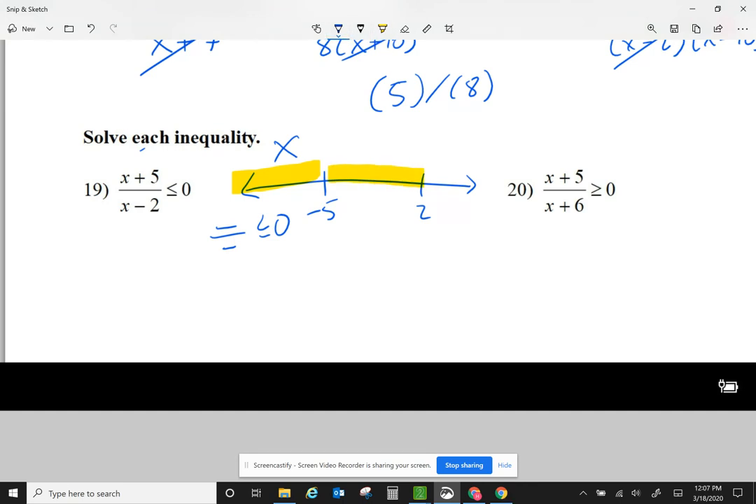Let me think of 0. 0 plus 5 is positive. 0 minus 2 is negative. A positive divided by a negative is less than or equal to 0. Yes.